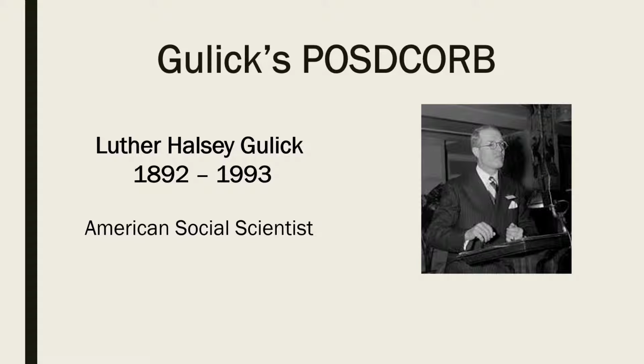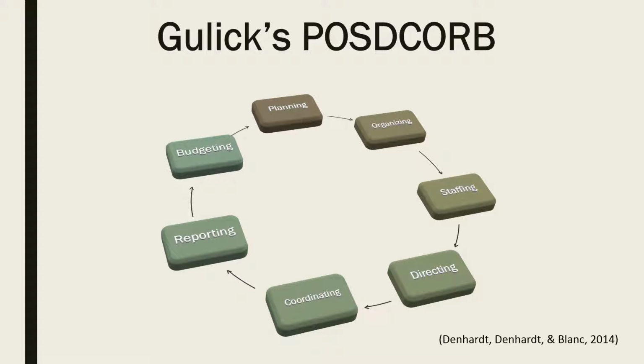Now let's meet Luther Gulick, who is an American social scientist and an advisor on federal government reorganization. Mr. Gulick described the functions of public management using the acronym POSDCORB, which stands for planning, organizing, staffing, directing, coordinating, reporting, and budgeting. Gulick says that these activities are the essence of management, and they must be performed if organizations are managed effectively.